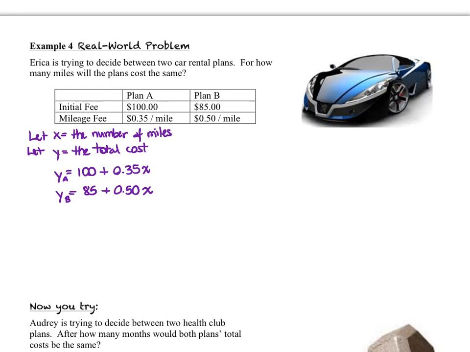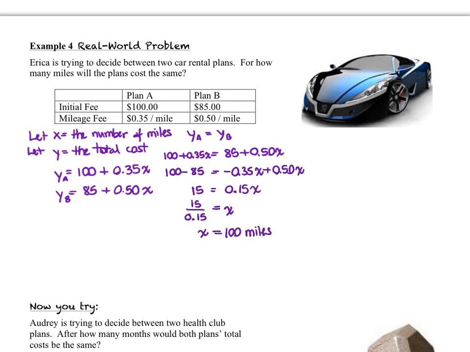The question asks for how many miles will the plans cost the same, and because they're both in slope-intercept form, the easiest thing for us to do is to set them equal to each other. So we're going to say y sub A is equal to y sub B, and then we're going to substitute in these expressions. Now we can combine like terms and solve the equation for x.